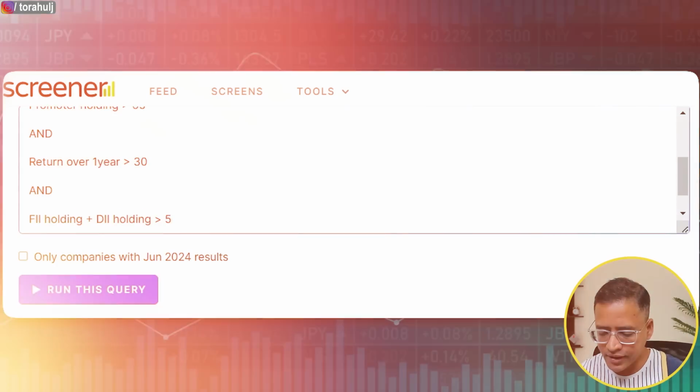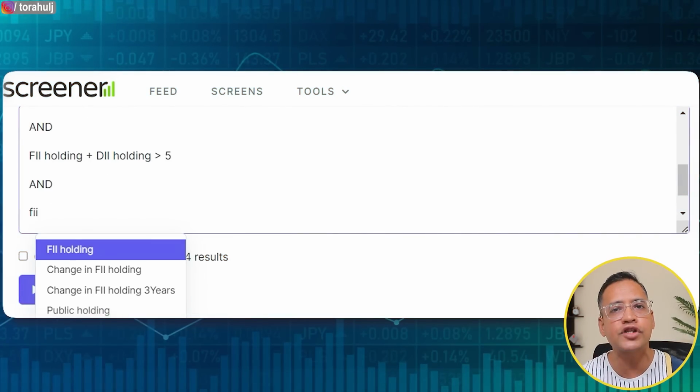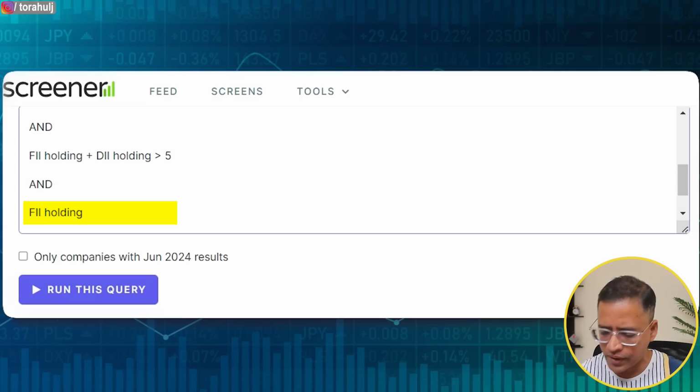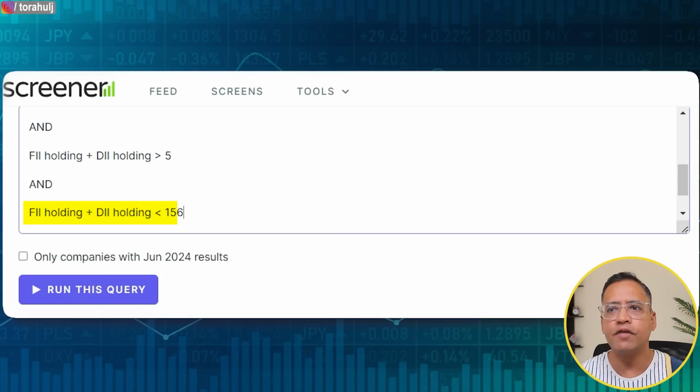put together, but at the same time we do not want FIIs and DIIs to hold the majority of the shares in this stock, because then a lot of buying has already happened and we are not going to be able to benefit from that. So what we are going to say is that FII holding plus DII holding here should be less than 15%. We are going to go ahead with 15% for that particular criteria.